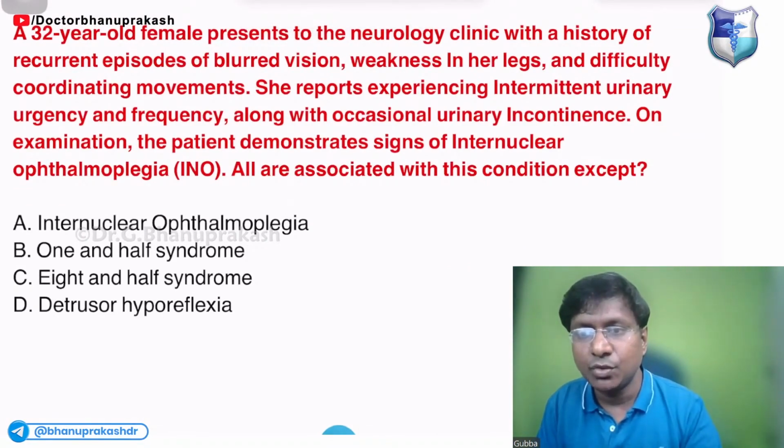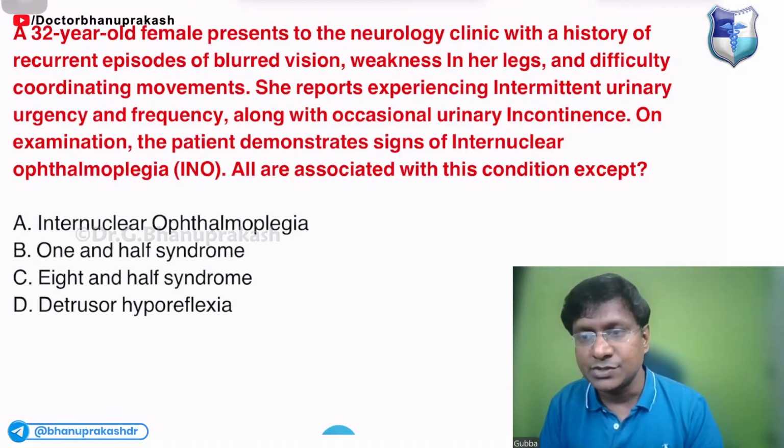We have a 32-year-old female who presents to the neurology clinic with a history of recurrent episodes of blurred vision. There is also weakness in her legs and difficulty in coordinating movements. She reports intermittent urinary urgency and frequency, along with occasional urinary incontinence. On examination, the patient demonstrates signs of internuclear ophthalmoplegia.